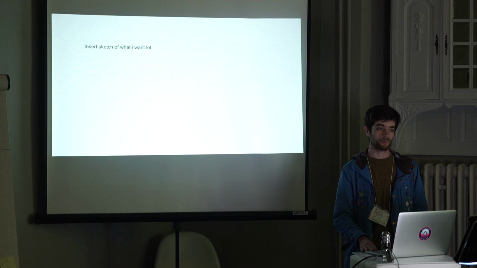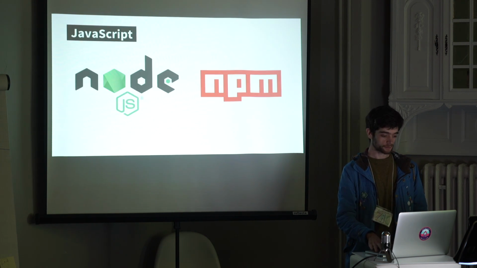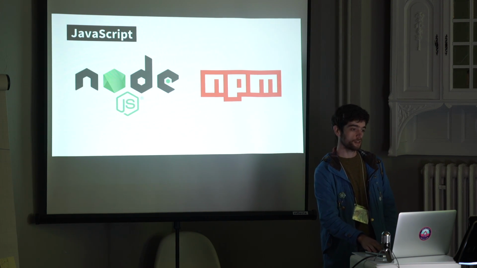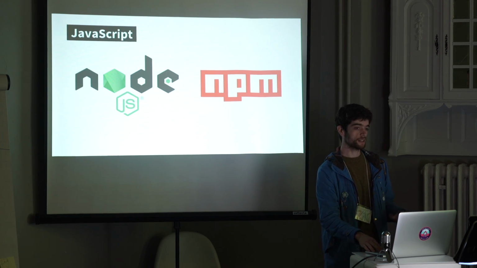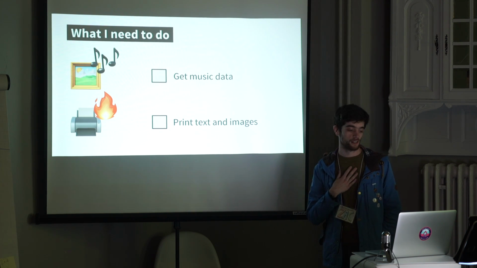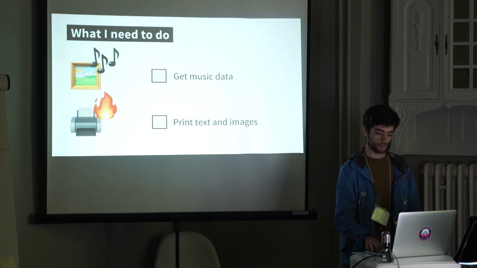I wanted something that would print out the album art of the music that I was currently listening to. I'm going to use JavaScript, so Node, the server. I was going to use npm to get different libraries. I had two tasks. One was to get the music data, and the second was to print out some text and some images on the printer.